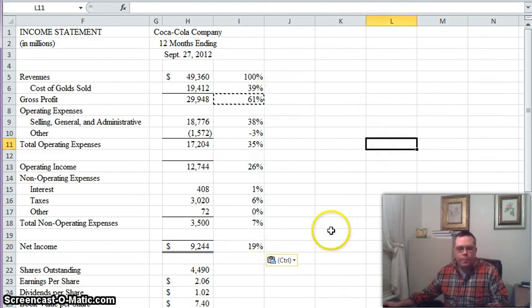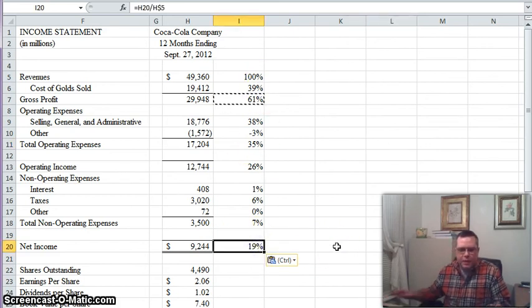Alright, so for starters, we looked at the top line. Let's look at the bottom line. We get to keep 19 cents of every dollar. So of every dollar we sell, 19 cents is profit to us that we get to keep. The other 81 cents is going to expenses to build each can of Coke.